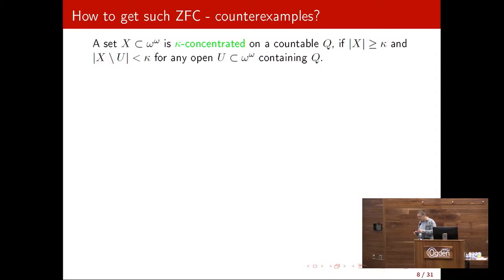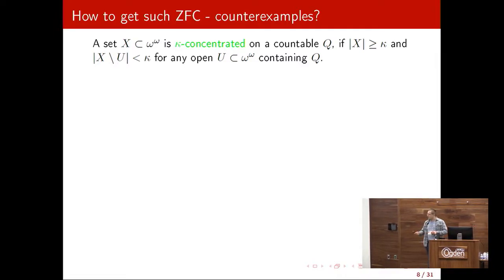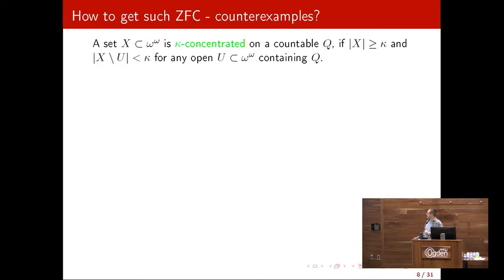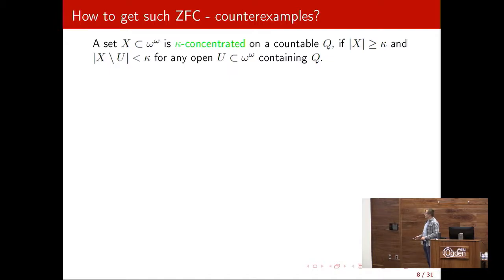You can get all of them by slightly more sophisticated use of concentrated sets. So remember, concentrated sets are spaces such that there is a countable subset such that if you take any open neighborhood of it, outside of it you have at most countably many points. And now kappa-concentrated: you just introduce this cardinal parameter kappa into the definition by demanding that outside of any open neighborhood of this countable set Q, you've got fewer than kappa many points in your space.